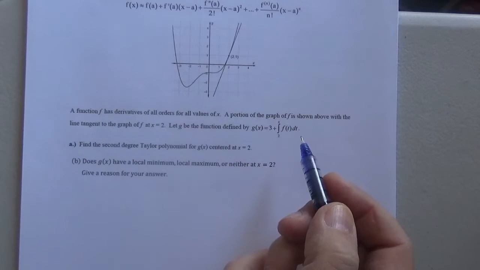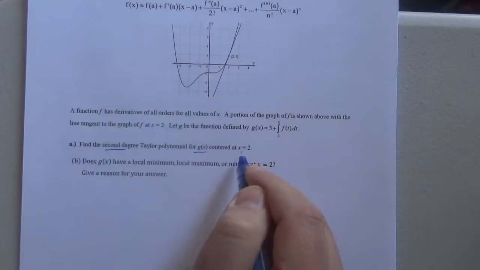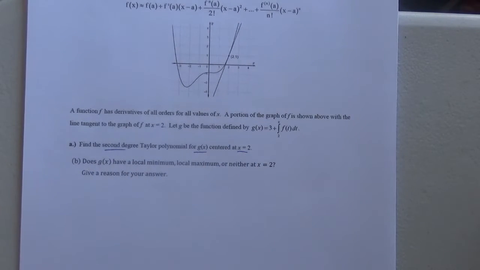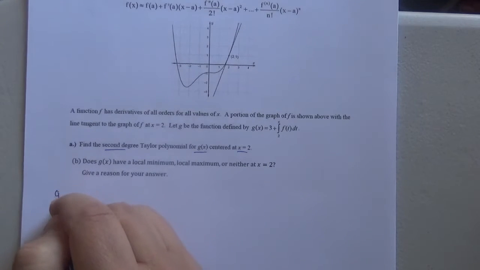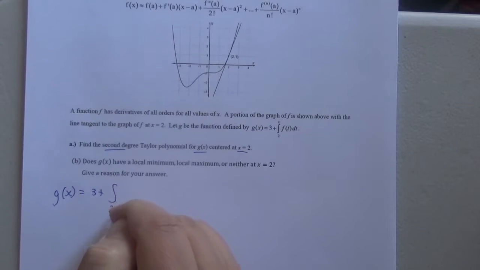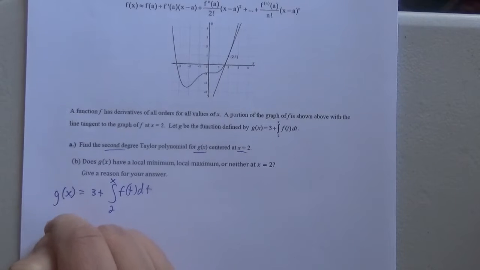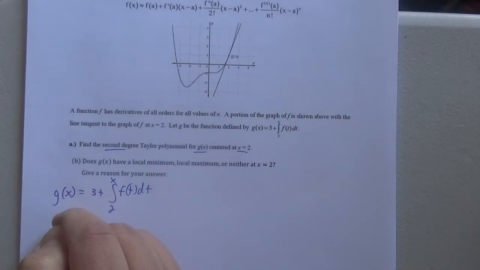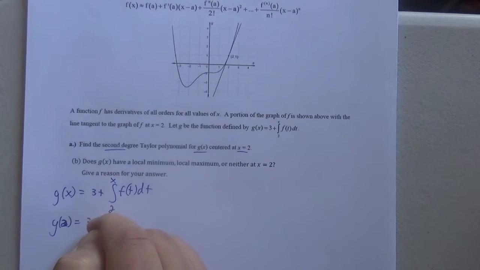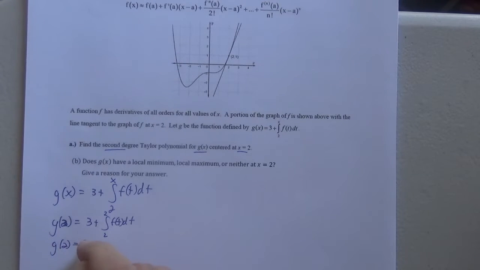So again, like the previous problem, we're going to have to make a Taylor polynomial for g. It's only a second degree, and we're at x equals 2. So g of x, I'll write it over here just so you can see it. g of x is equal to 3 plus the integral from 2 to x of f of t dt. So g of 2 is going to be 3 plus the integral from 2 to 2 of f of t dt. An integral at a point is just equal to 0, so we just have g of 2 is equal to 3.